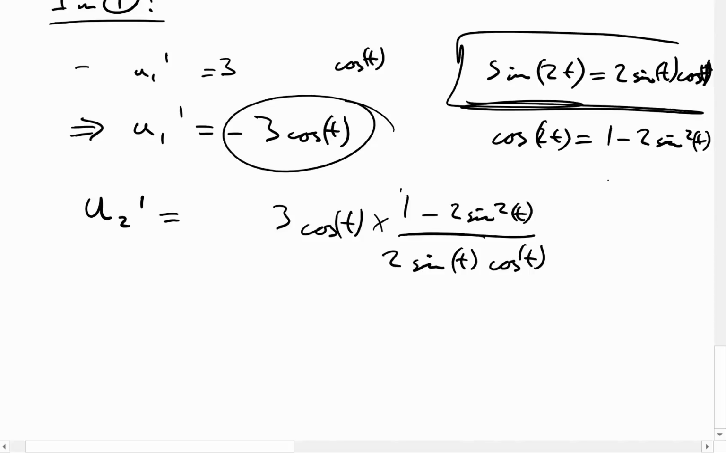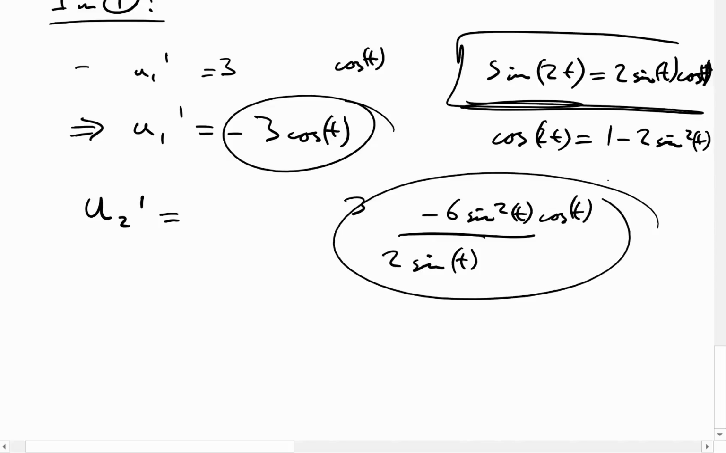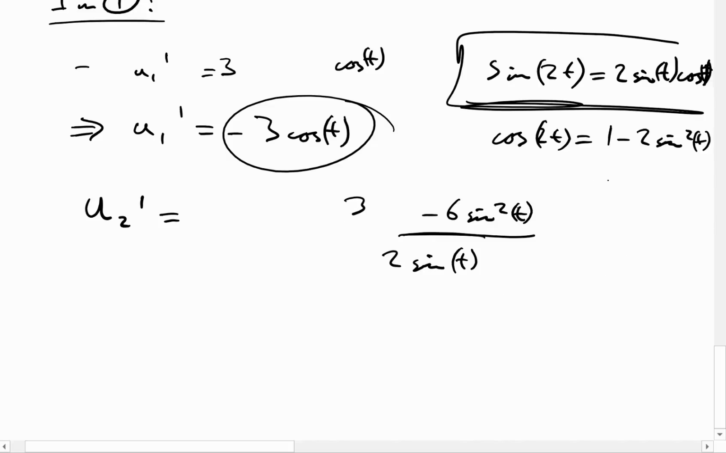Then I'm multiplying through by 3 cos t, so this is going to become 3 cos t here, multiplied by 3 cos t here. So this is 6 times cos t. Then effectively I can cancel the cos t off there. Sorry, there was a cos t that was cancelled there as well. So then I can split this up into 2 fractions. So this is 3 over 2 times 1 over sine t.